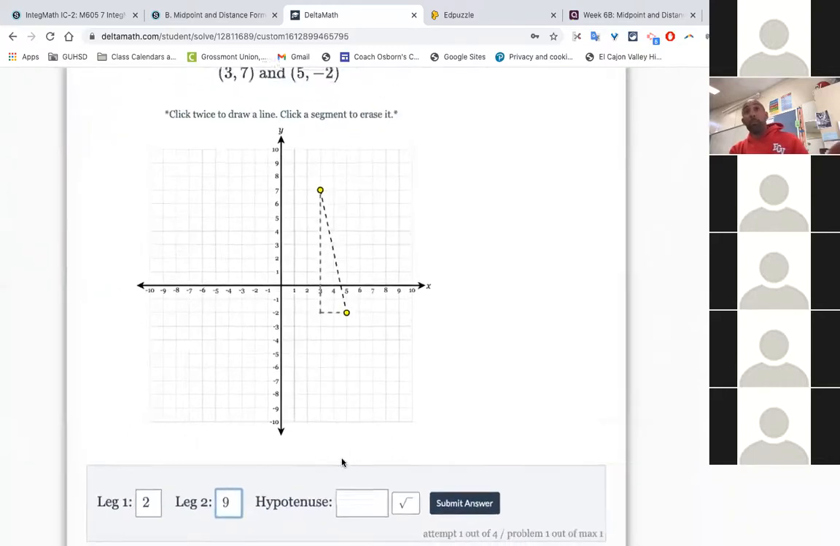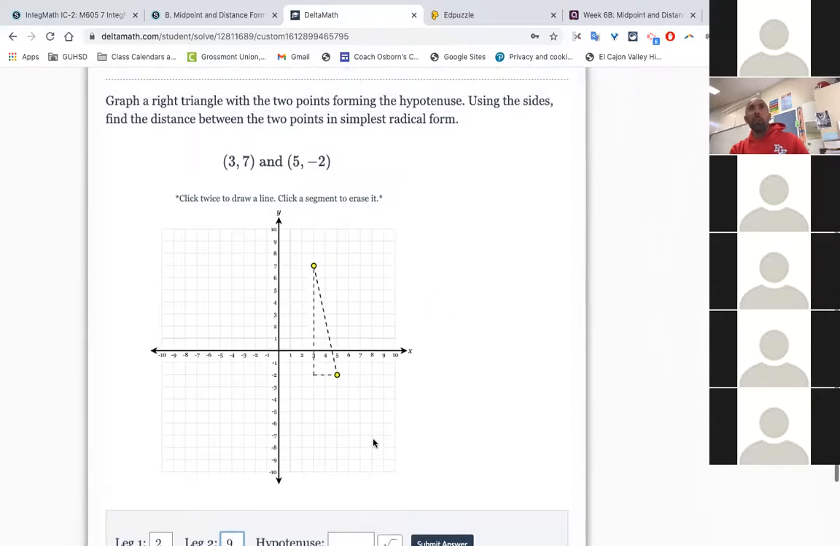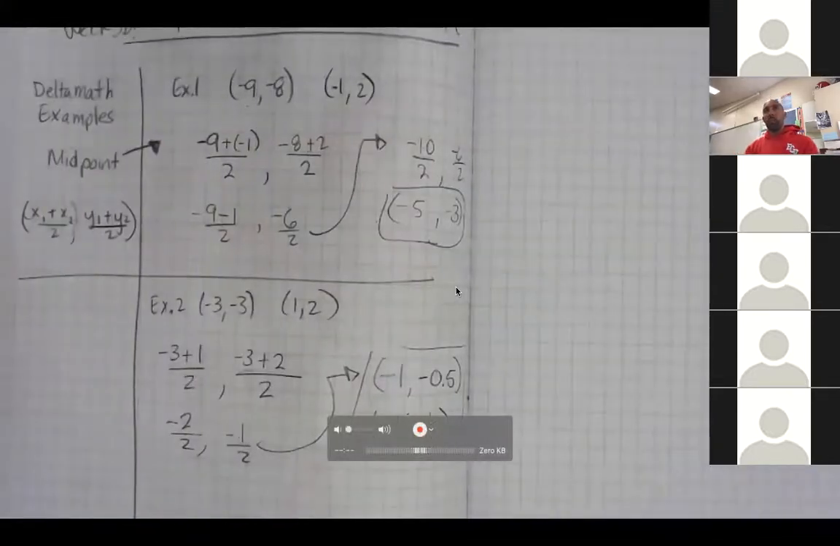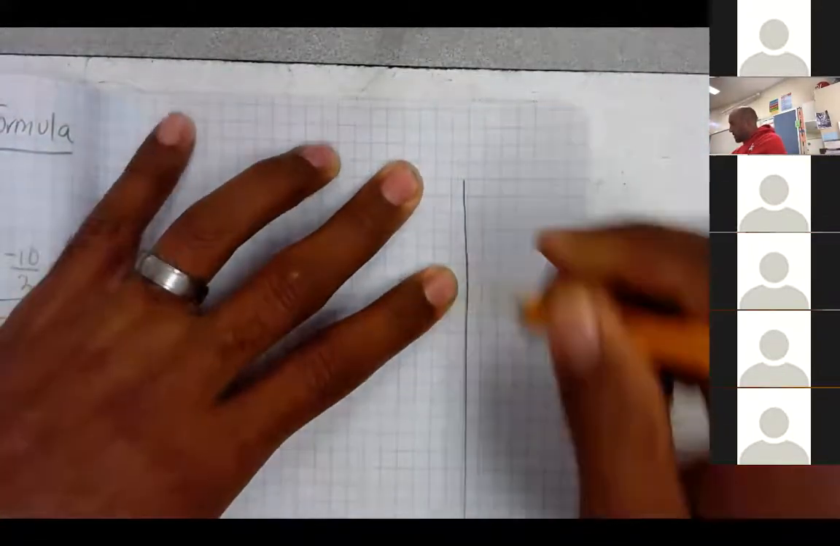Okay, but now we got to find the hypotenuse because that's what they're asking for. Okay, and if you guys notice here, it says find the distance between the 2 points in the simplest radical form. All right, so let's take some notes on this and so we can see what this means. All right. So here, over on the right, I'm going to write down distance.